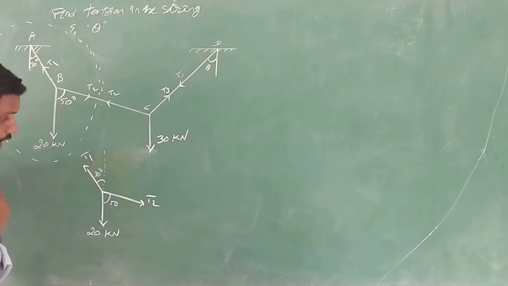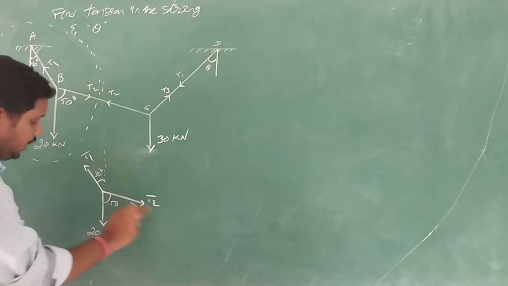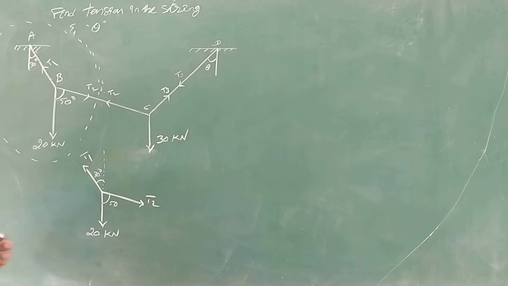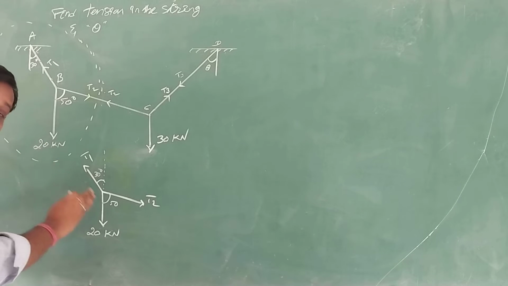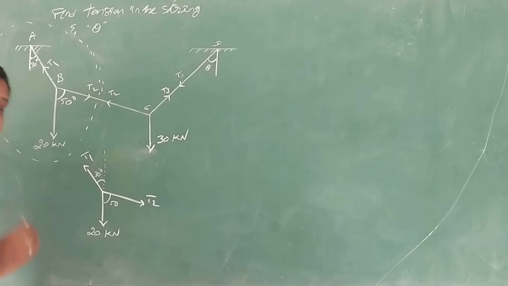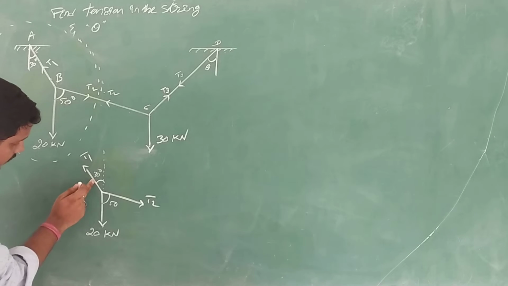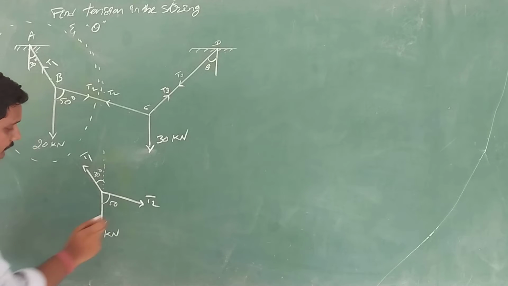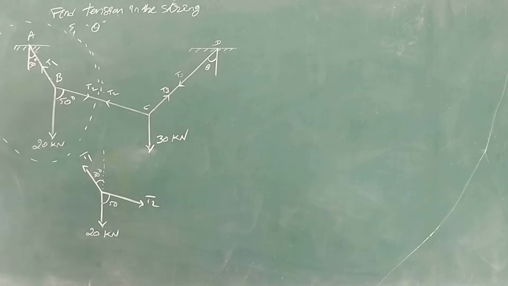Now, if you look here, you will find three forces, T1, T2 and the 20 kilonewton force. These three forces are in equilibrium, so we can apply Lami's theorem on this problem. If I want to apply Lami's theorem, I should know the corresponding angles. So first we will find the corresponding angles.